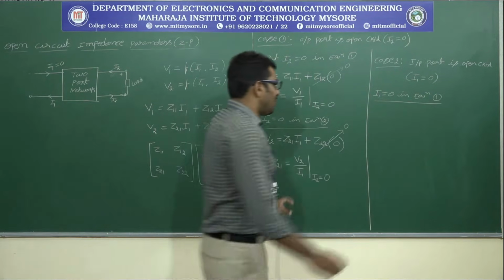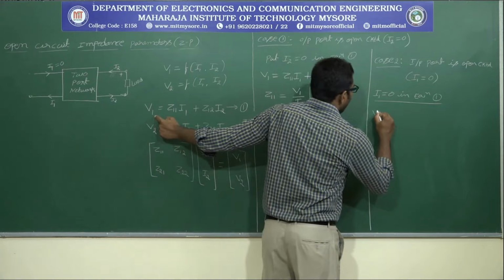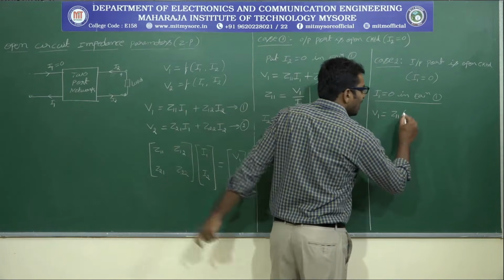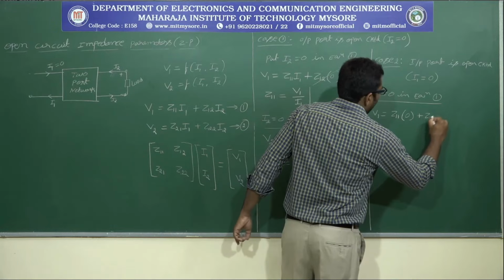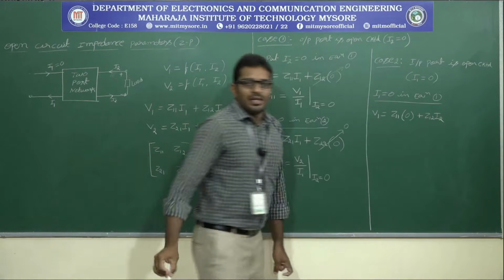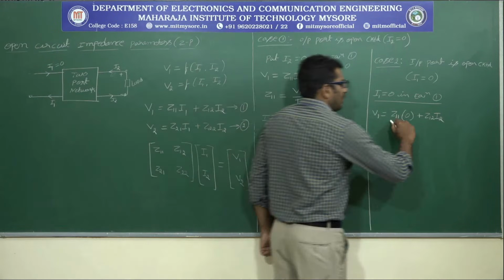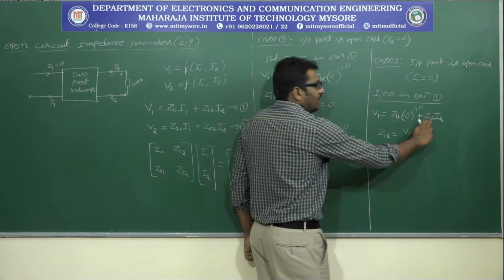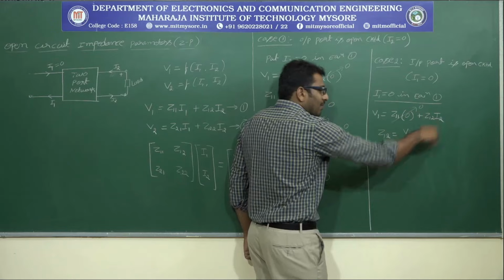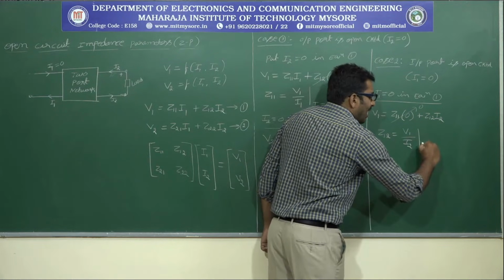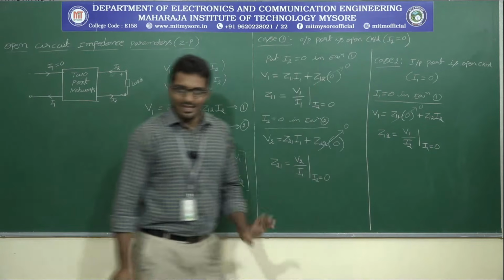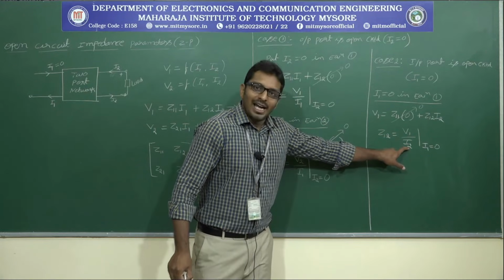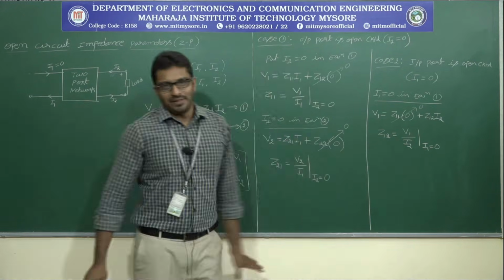I1 is equal to 0 in equation 1. Say, what is that equation 1? V1 is equal to Z11 into I1. What is I1? 0, plus Z12 I2. So, therefore, this term becomes 0. Z12 is equal to V1 by I2 at I1 is equal to 0. Is it clear? Z12 is equal to V1 by I2 at I1 is equal to 0.